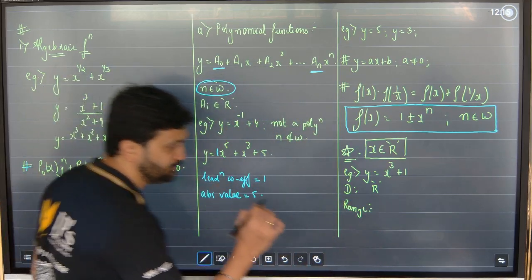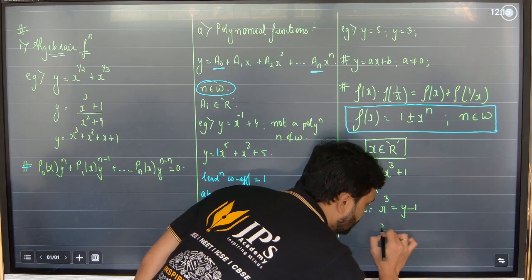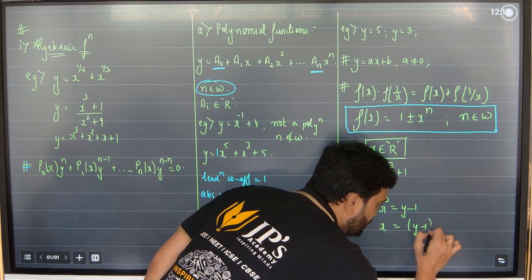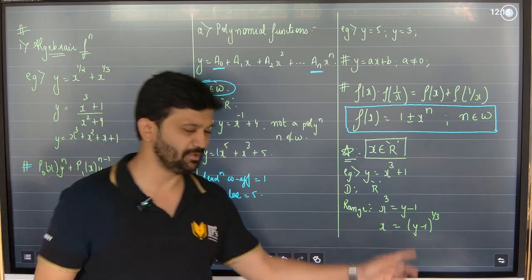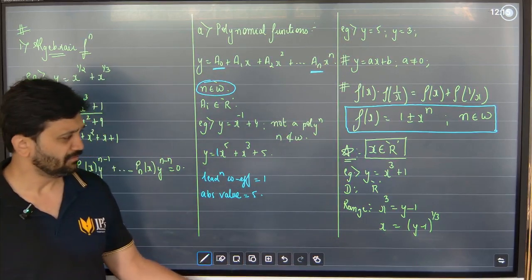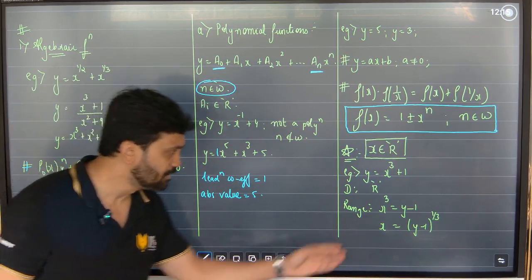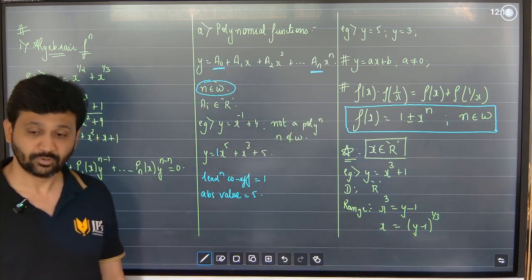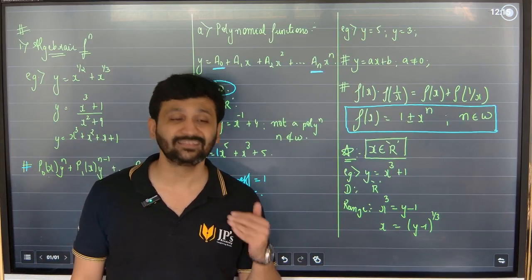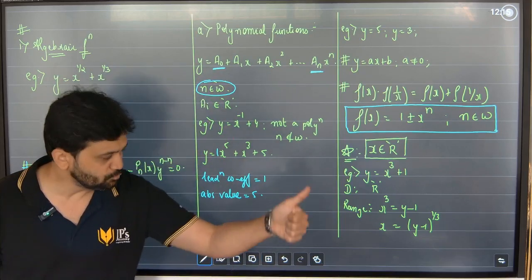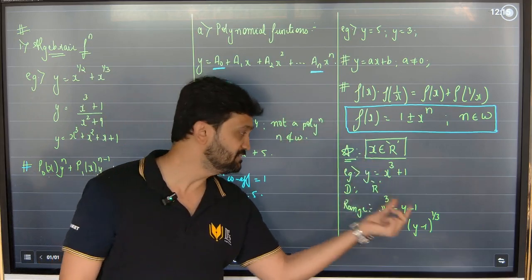Now how do I convert everything in terms of y? This will become x cube is equal to y minus 1. Therefore x will become y minus 1, the whole cube root. Basically cube root of y minus 1. Now if I take any value of y, I'll be able to find the cube root, because cube root exists of negative numbers also. For example, the cube root of minus 8 is minus 2. Minus 2 times minus 2 times minus 2 will give you minus 8. So the cube root of minus 8 is minus 2.